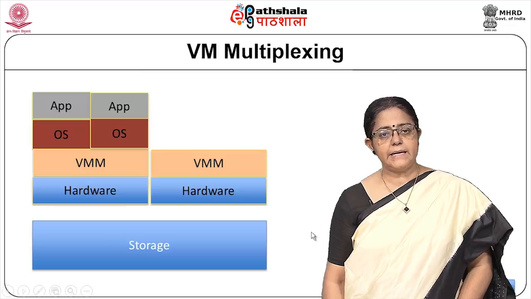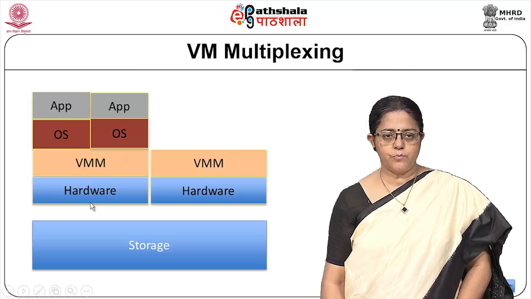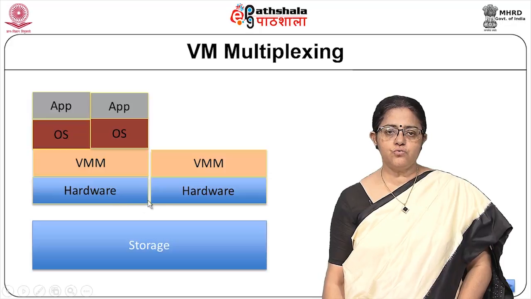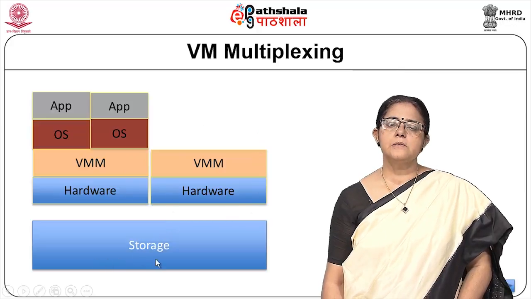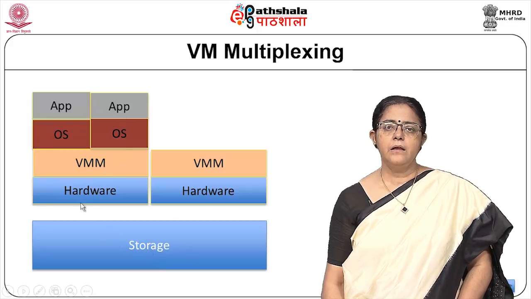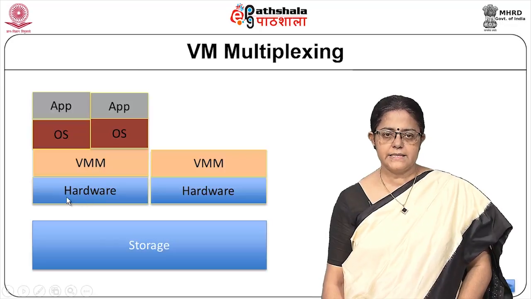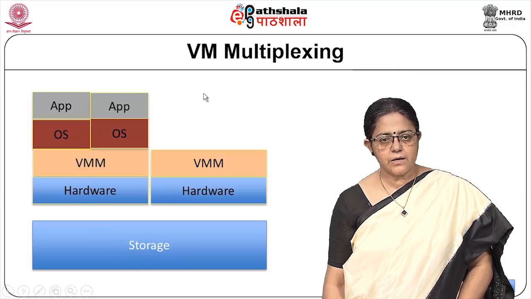So, this is a multiplexing of a VM. We see that there is one VMM on top of a specific hardware. If we look at this carefully, there are actually 2 machines. One is this machine and the other is this machine. They are both sharing a specific storage. Now, this particular machine having 2 virtual machines, this one and this one, they are both sharing through the VMM this hardware and the complete storage. So, that is why it is called multiplexing.